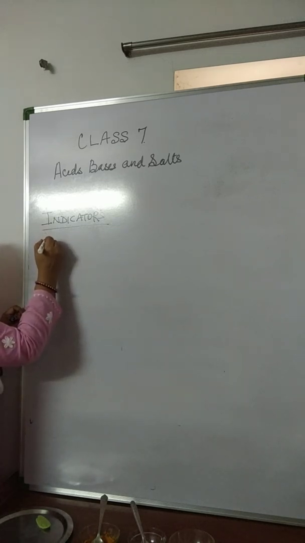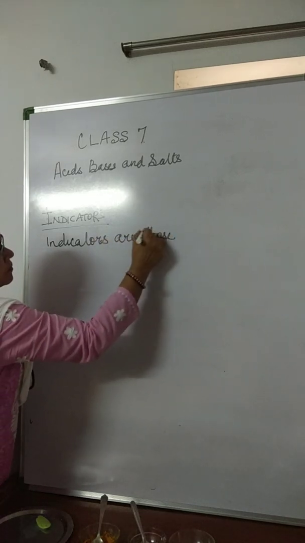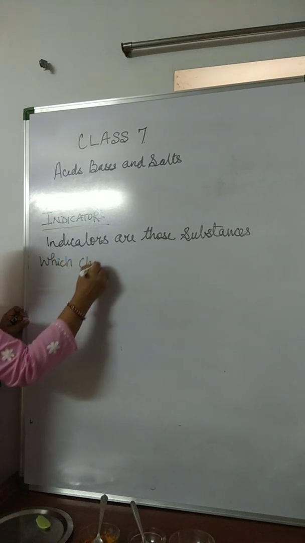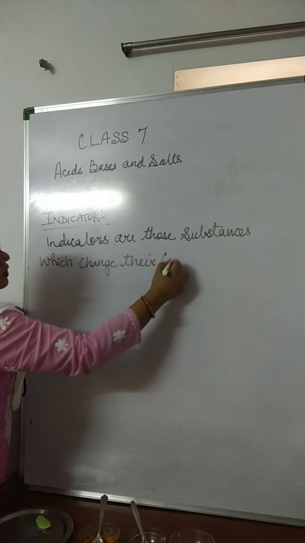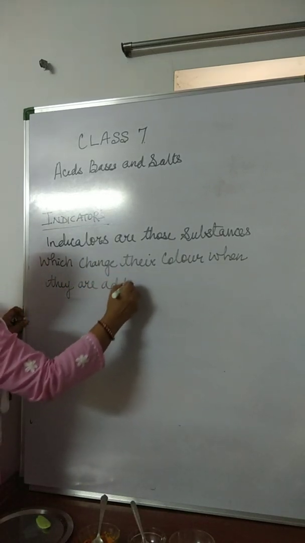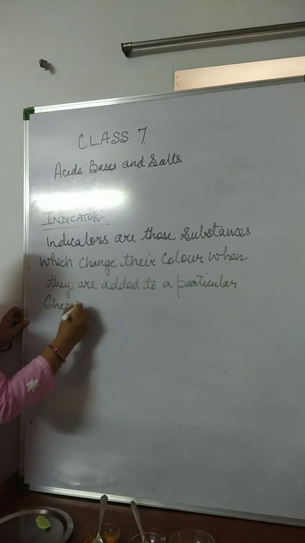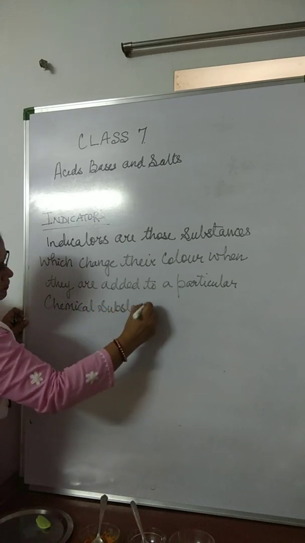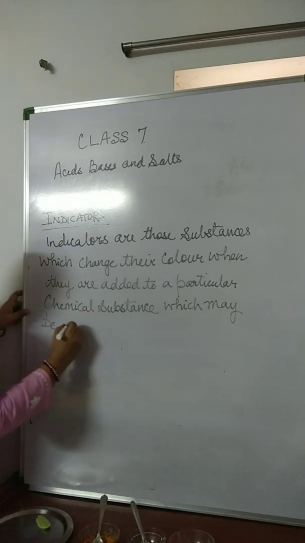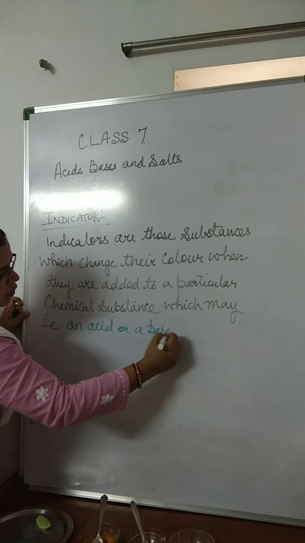So indicators are those substances which change their color when they are added to a particular chemical substance which may be an acid or a base or may be neutral.